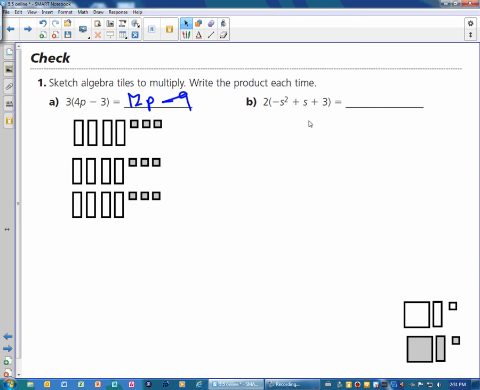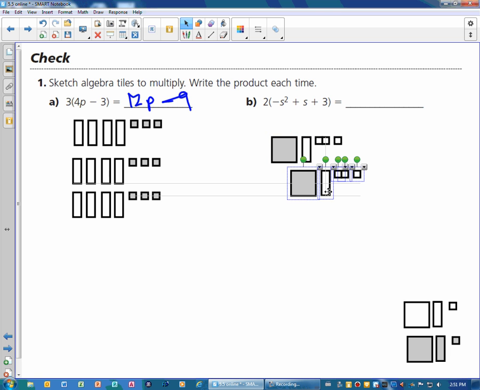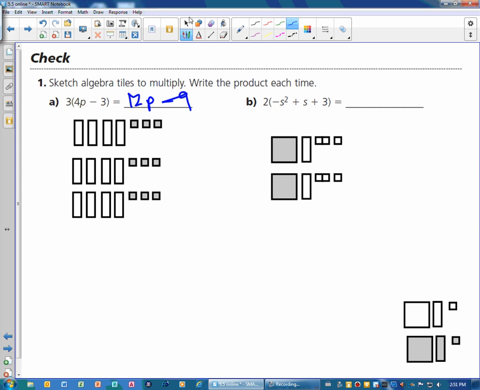Second example, 2 sets of negative s squared plus s plus 3. Negative s squared plus s plus 3. Okay, make 2 sets of them. So your answer, hopefully you've done this on your own already, is negative 2s squared plus 2s plus 6.